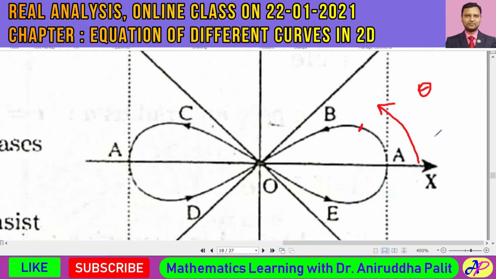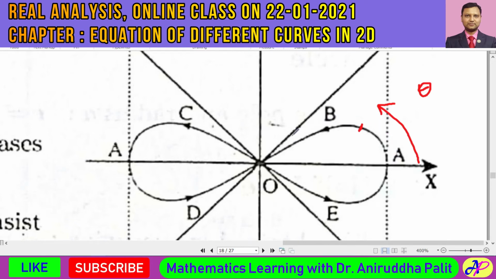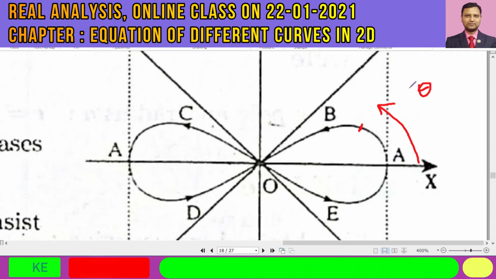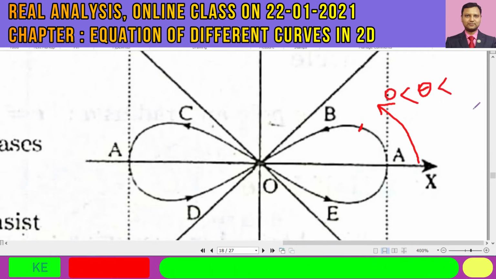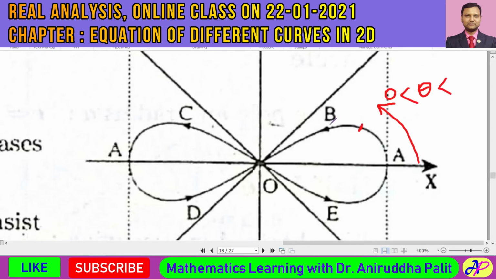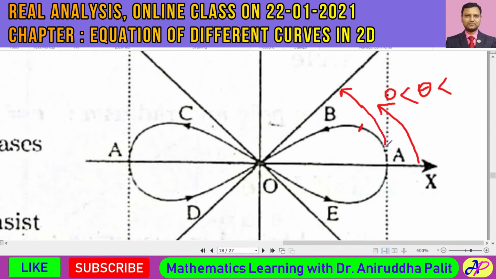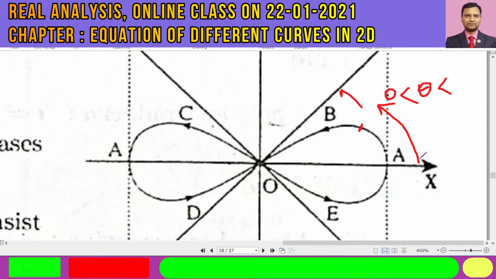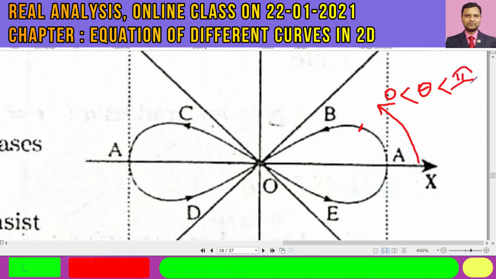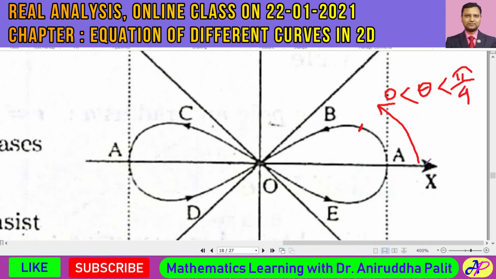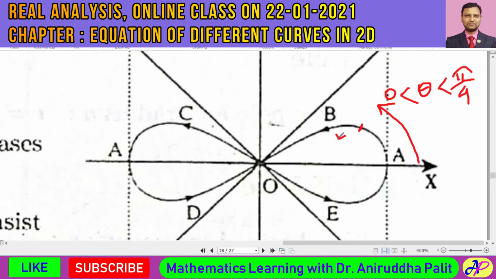Whenever you need to perform any integration, theta would of course be greater than 0. That would be the lower limit. And what would be the upper limit over here? The maximum angle would be this much. That maximum angle is equal to pi by 4, 45 degrees. And so in this zone, the range of theta should be 0 to pi by 4.